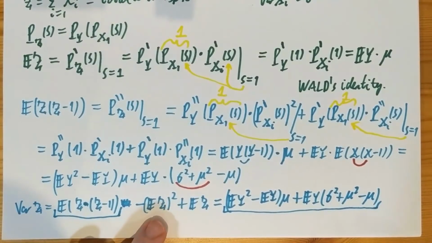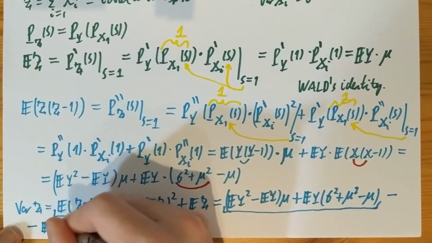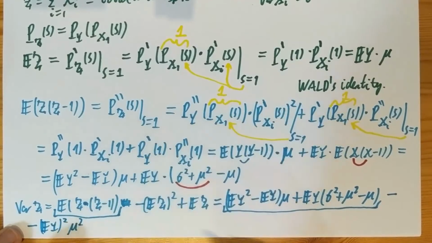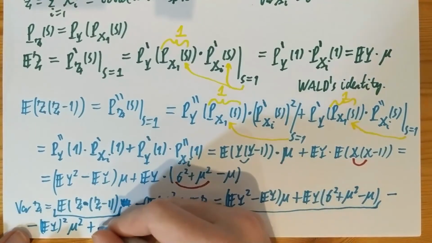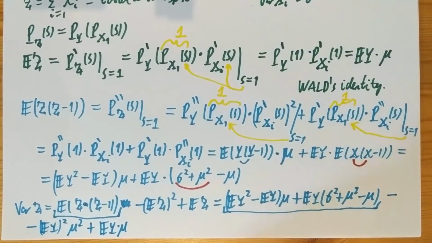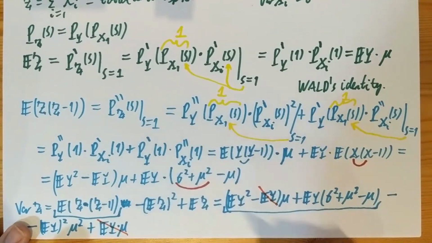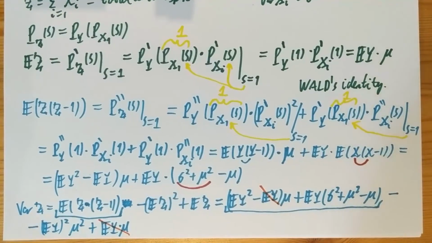Then I have minus E of Z squared. E of Z was E of Y times mu. So I have a minus the square of E of Y and the square of mu for the square of E of Z. And then I have an E of Z, which again is E of Y and a mu. And now I have to collect everything together, and a couple of things will cancel. This guy here, E of Y times mu with a minus cancels out with that with a plus.